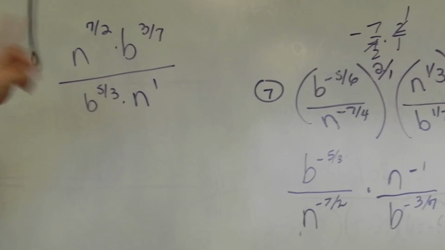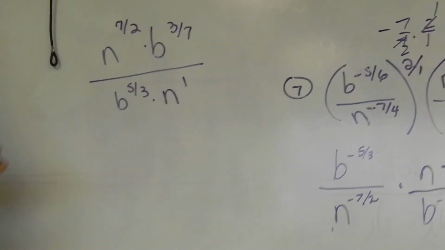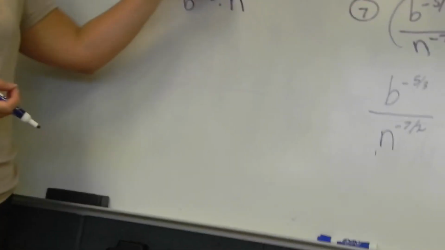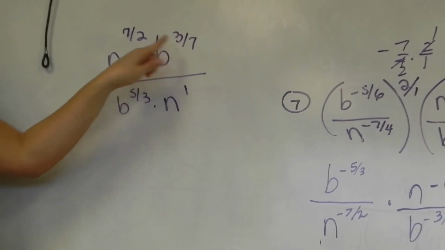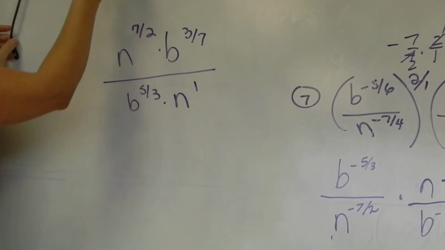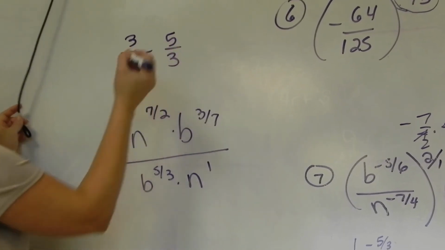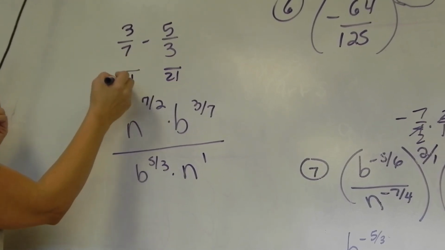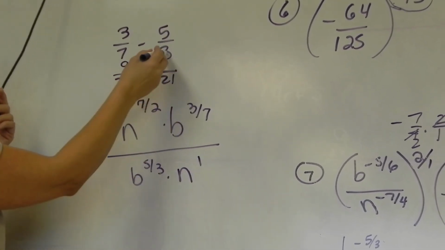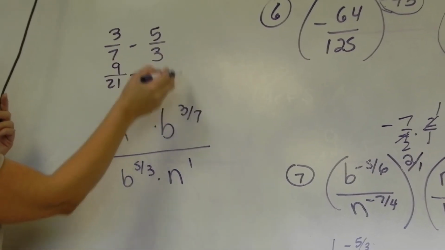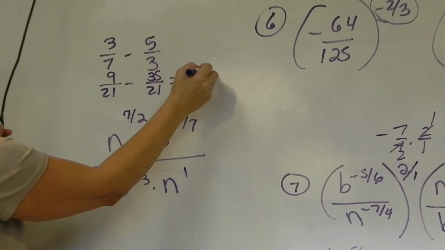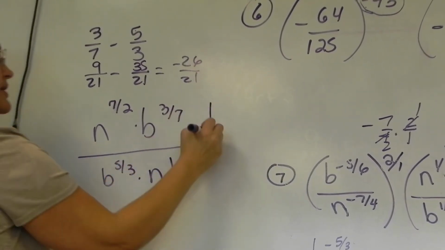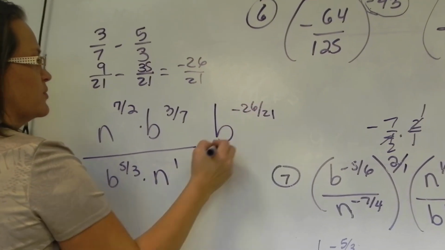So now it will reduce, and I don't think I mentioned this rule earlier, but the reducing comes from the quotient rule, which means if you're dividing like bases, you subtract the exponents. So the b will reduce 3/7 minus 5/3. That really slows me down. I don't know what 3/7 minus 5/3 is without getting a like denominator of 21. 7 into 21 is 3. 3 times 3 is 9. 3 into 21 is 7. 7 times 5 is 35. And then that subtracts to be negative 26 over 21. So b is to the negative 26 over 21 power.